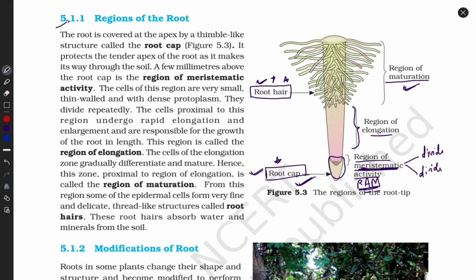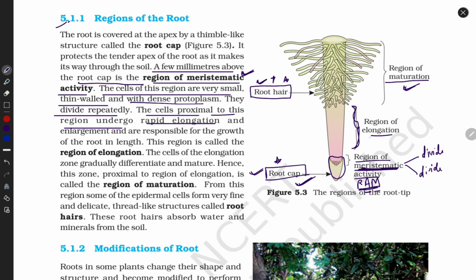Clear or not? Look at here. A few millimeter above the root cap is the region of meristematic activity. The cells of this region are very small, thin-walled with dense protoplasm. They produce a large number of cells because they have dividing ability. The cells proximal to this region undergo rapid elongation. Proximal means near region. This is the region of elongation. They are responsible for enlargement, increasing their length.